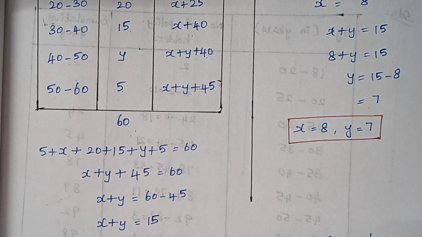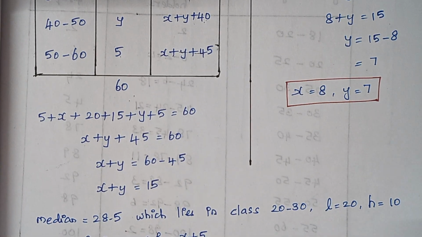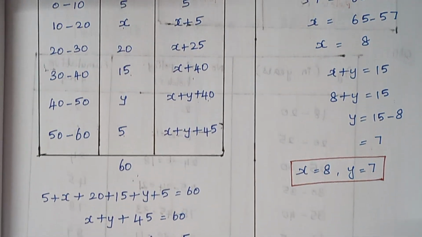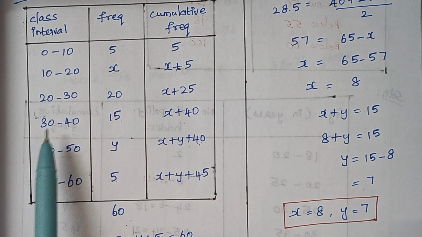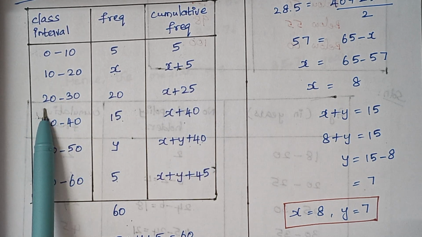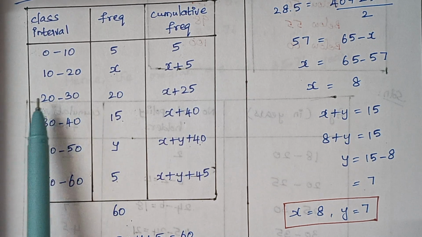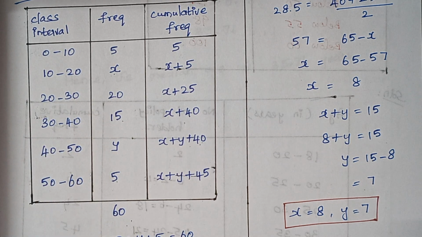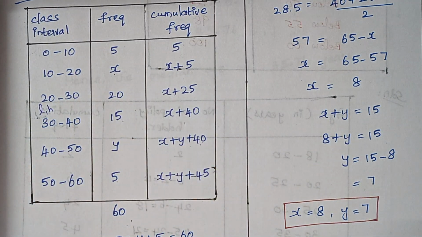Now here the value of median is given, right? So the value of median here is 28.5. So this 28.5 lies between, we have to check from the tabulation. So that 28.5 lies in the class 20 to 30. So what about the value of L? The value of L is 20 and what about H? H is the difference between these two. So H is 30 minus 20 which is equal to 10. So now we have calculated the value of L as well as H here.